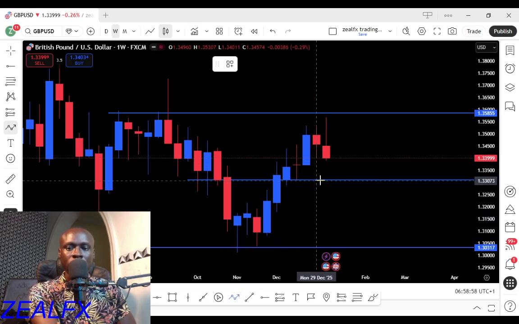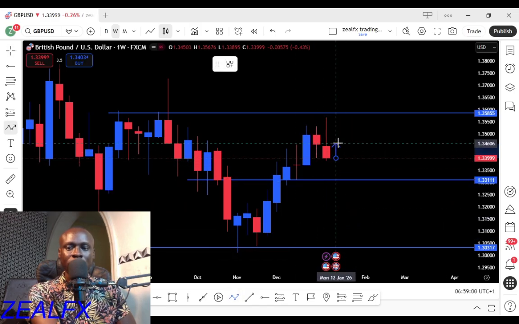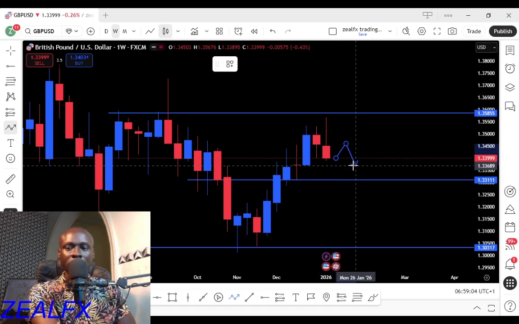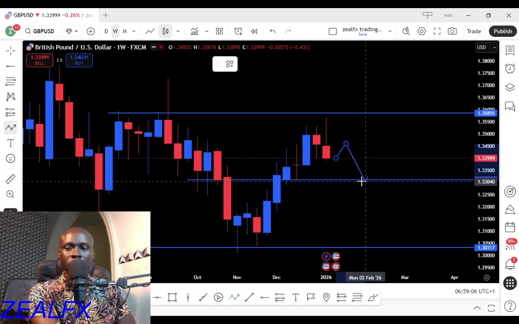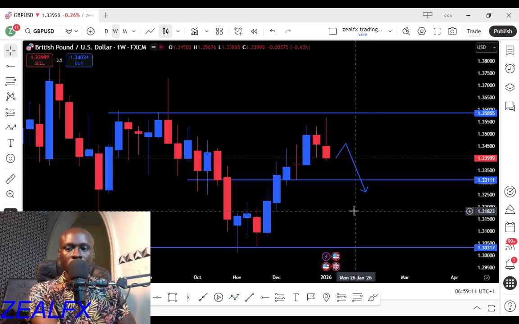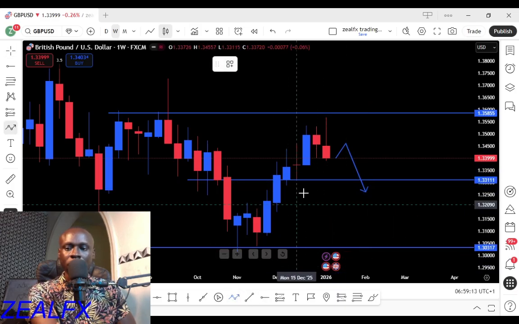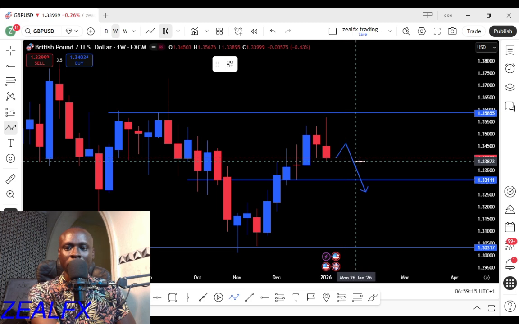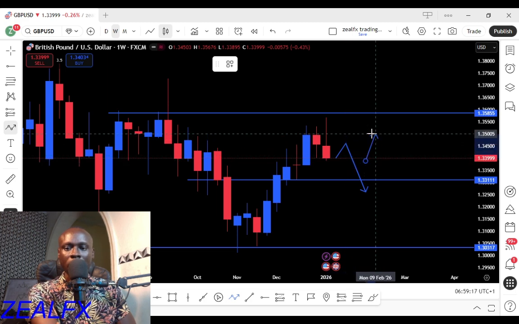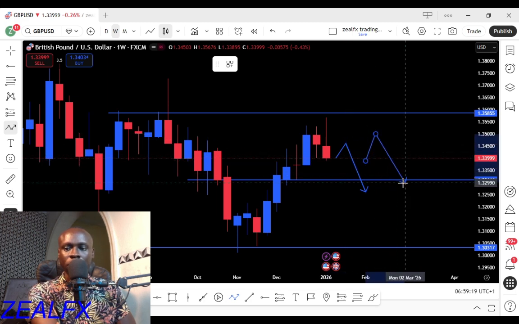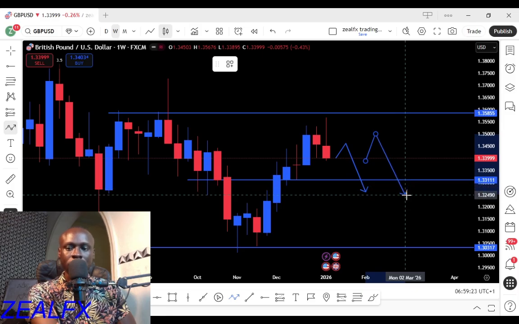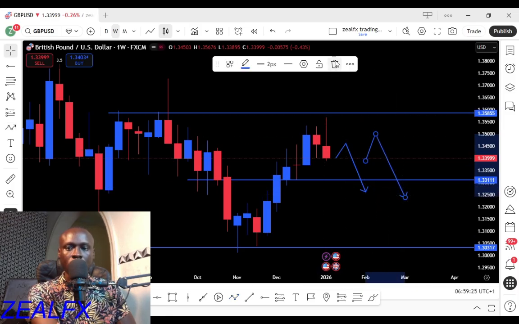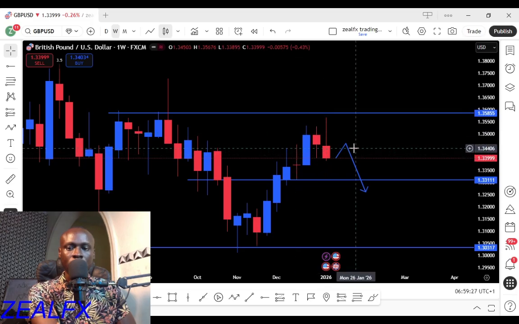We need price to collect supply from this particular region, which is this resistance level, before we start looking for selling opportunities to this next support level. Price might also go to this high, might also see price doing a test back to this high before we start looking for selling opportunities for the pound USD. So our scenario for pound USD this week still remains a downtrend for this coming week.